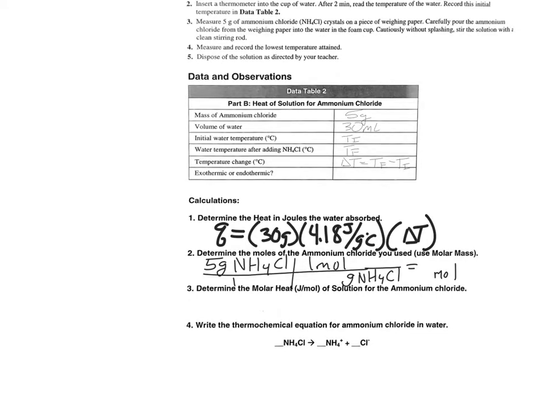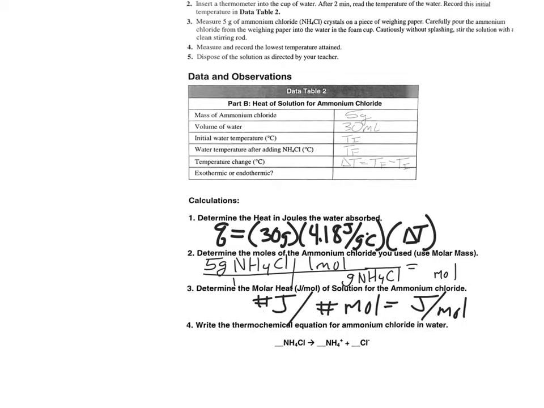So if you set up a truth table starting with the grams of NH4Cl and dividing by the mass of NH4Cl as added up on the periodic table, you will be able to calculate the number of moles of NH4Cl that were used in this experiment.